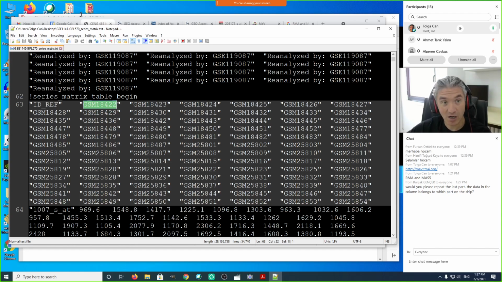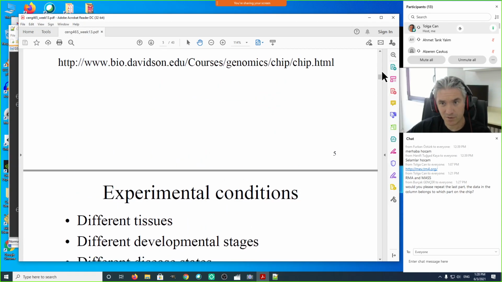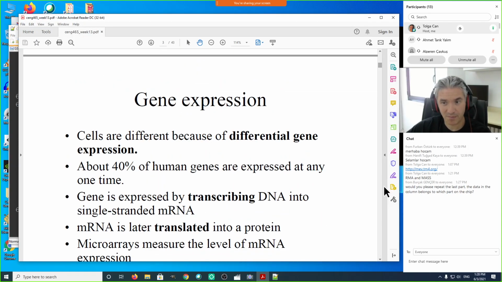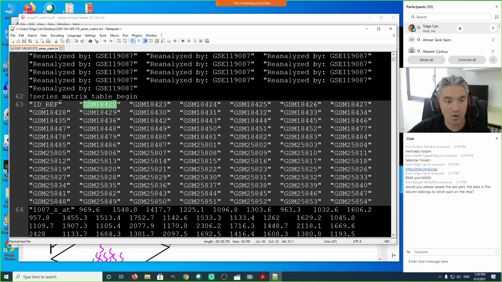The entire column is what you see here. The entire column is one chip. Basically, the entire column in this matrix corresponds to an image like this. So this image is processed and 50,000 transcript expression values for 50,000 transcripts are obtained from this single image. This single image is turned into a single column of expression levels for all those transcripts.